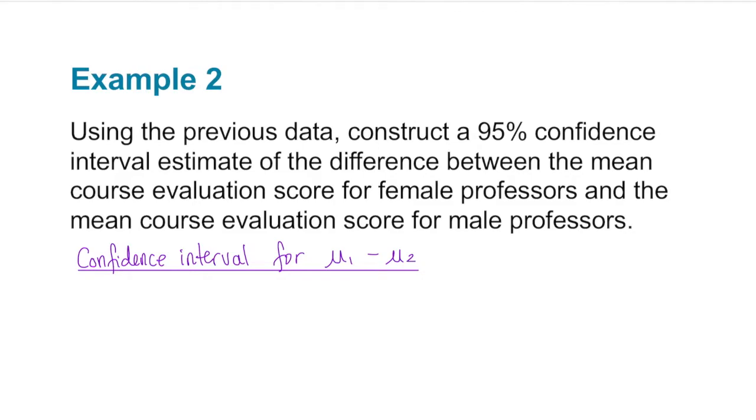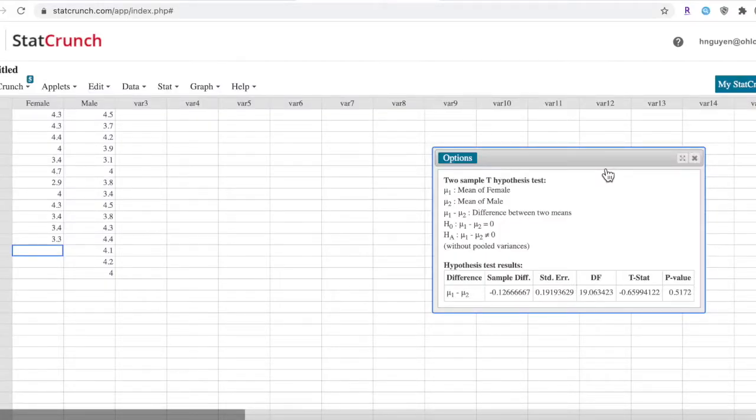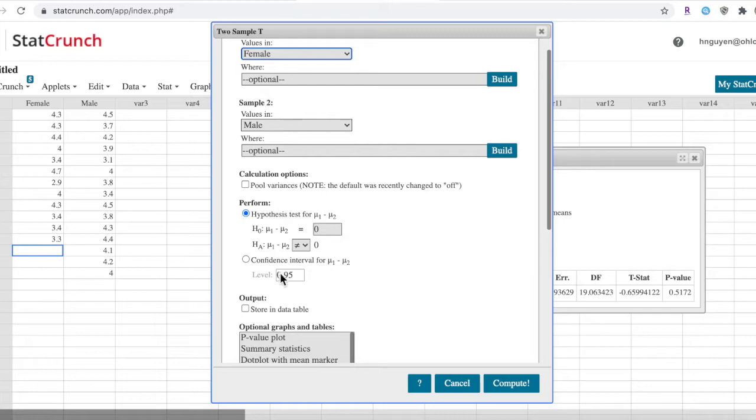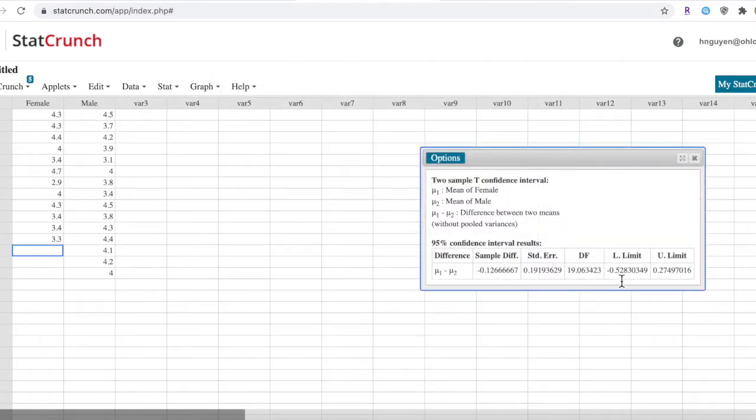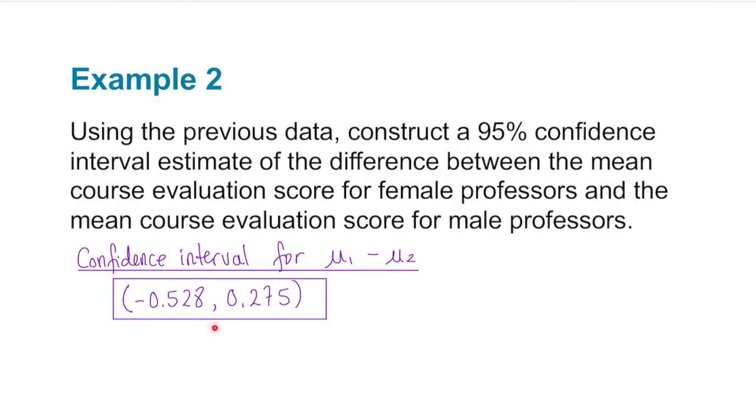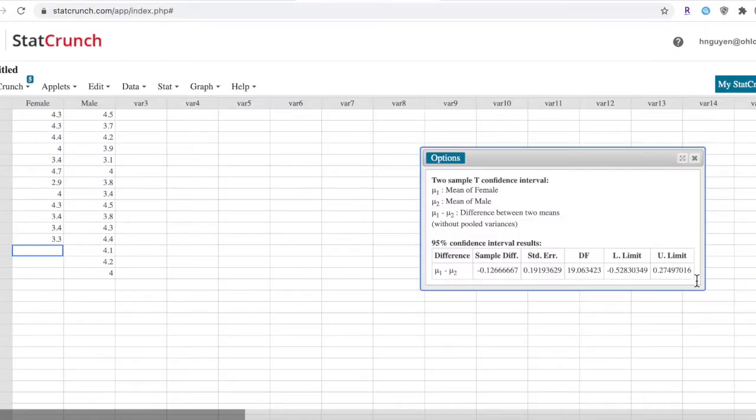I will use StatCrunch for this. To construct the confidence interval for the same data, all I do is just click on here and edit. Choose confidence interval down here and choose the correct level. This is my lower limit and this is my upper limit. And this is what I got for my confidence interval. By the way, if they're asking you for the degree of freedom, this is your degree of freedom for this problem.